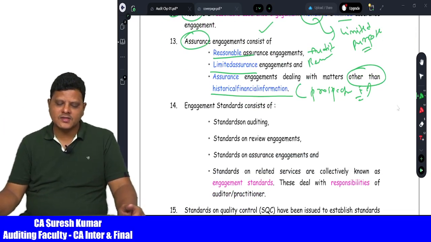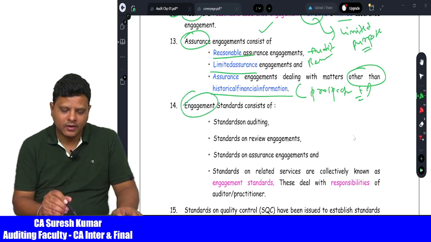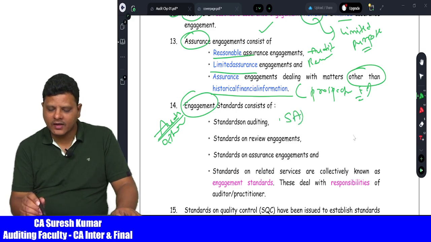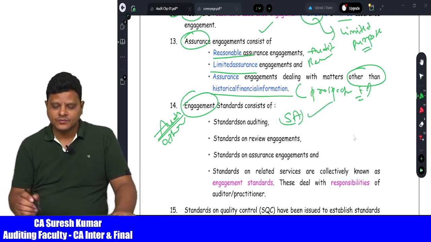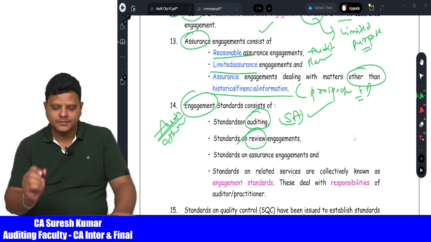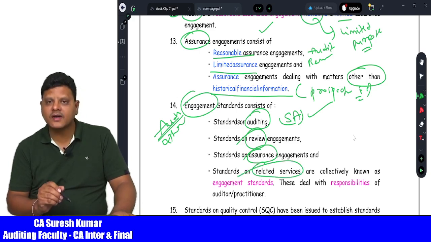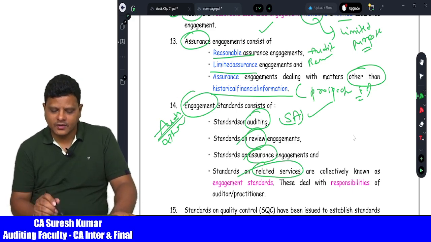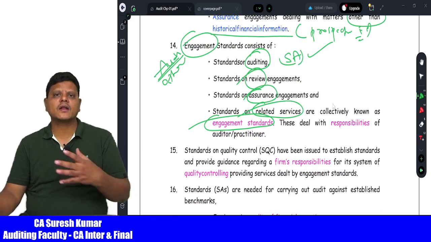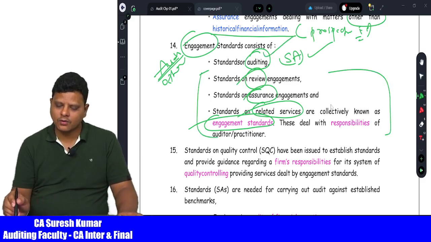Then there are going to be engagement standards. There are different types of assurance assignments for which different types of engagement standards are given. What engagement? Audit engagement standards and different types of other engagement standards. Now there is something called standards on auditing, which is going to apply for the entire auditing paper. Then standards on review engagements for the review purpose, standards on auditing for the audit purpose, standards on assurance engagements for the various assurances, then standards on related services. Now these are collectively called engagement standards. These deal with the responsibilities of the various auditors. So for the entire auditing paper, as far as CA Intermediate is concerned, we are going to discuss the standards on auditing, but as far as the final level is concerned, we are going to discuss all these areas.